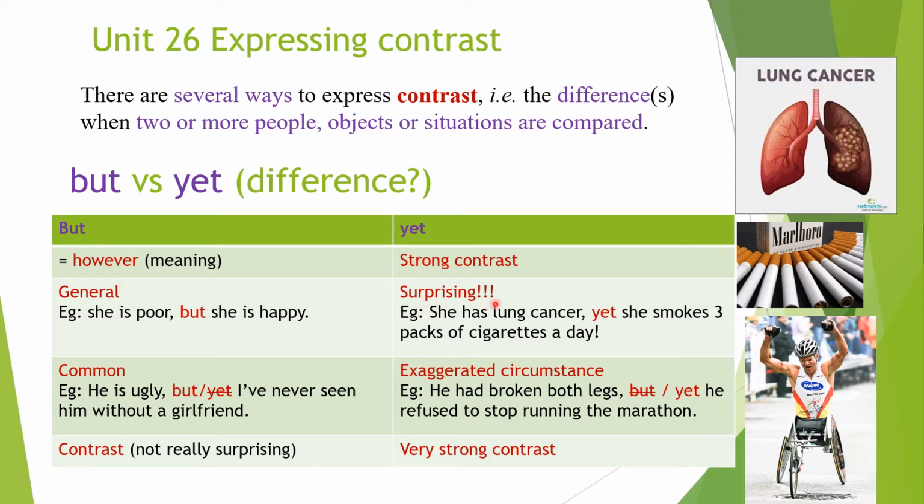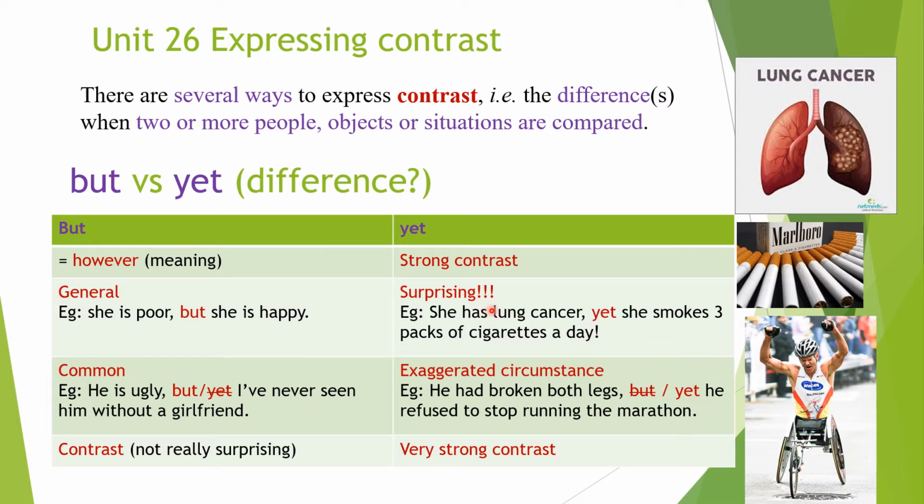But when we are using the word yet, it's a more surprising result. For example, she has lung cancer. Can you see lung cancer? The normal lung is red. This lung with lung cancer is chocolate or dark. All right, so she has lung cancer, yet she smokes 3 packs of cigarettes a day. See, she still smokes so many cigarettes a day. So it's a surprising result.